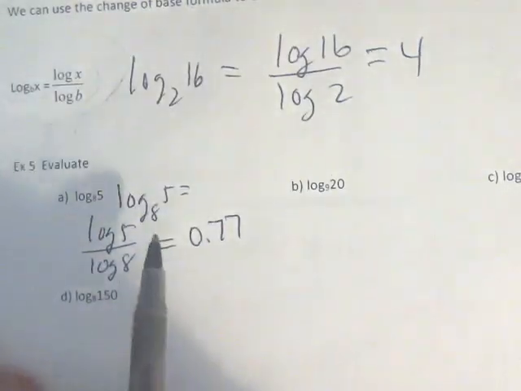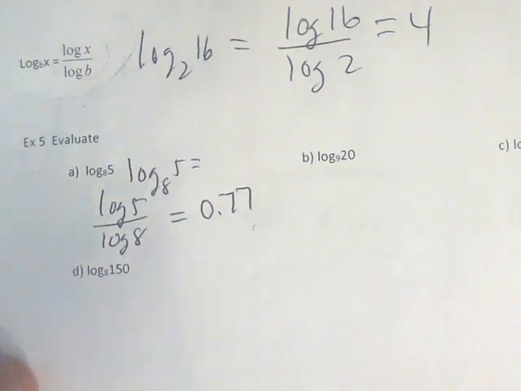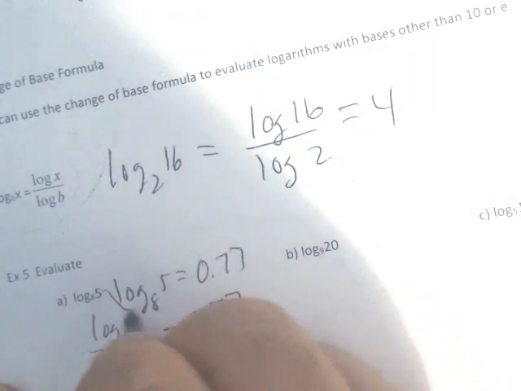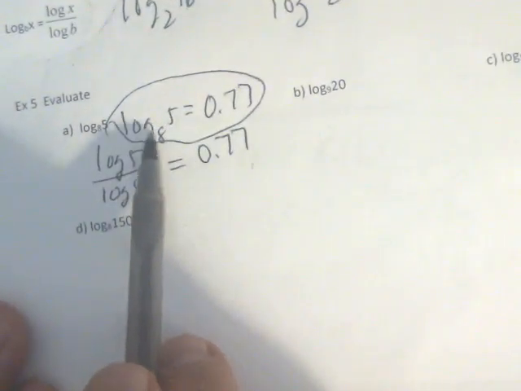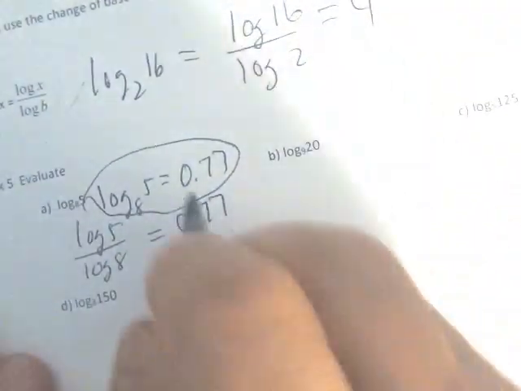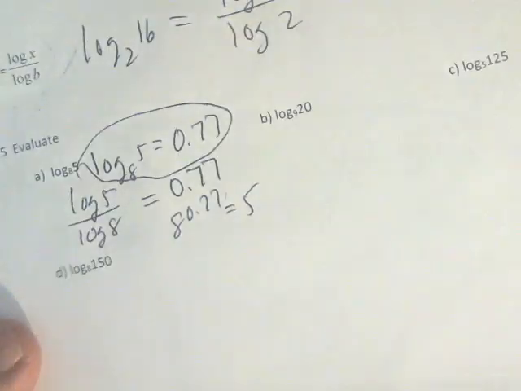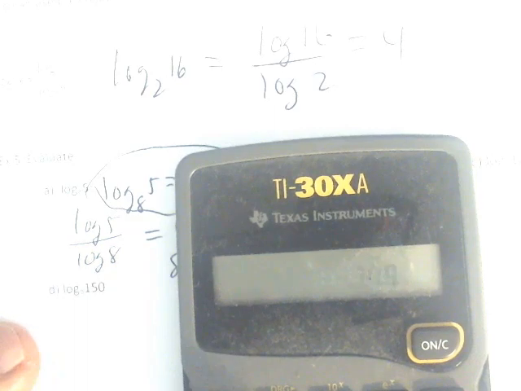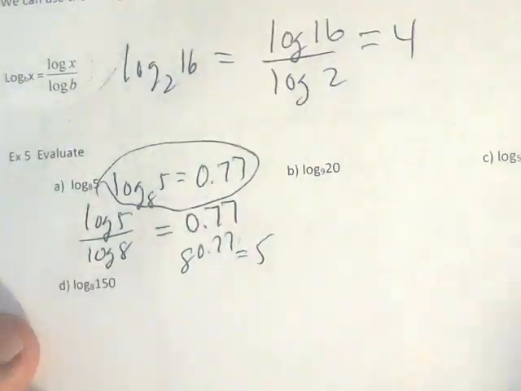And that's how you check this. What I'm saying is 8 to this power equals 5, okay, because this is the setup. And if you remember what we did the first day of logarithms, we took the logarithm form and changed it to the exponential. So to check, 8 to the 0.77 should be 5. And we can do that. 8 y to the x 0.77, 4.958. That's close enough because we rounded. Okay.